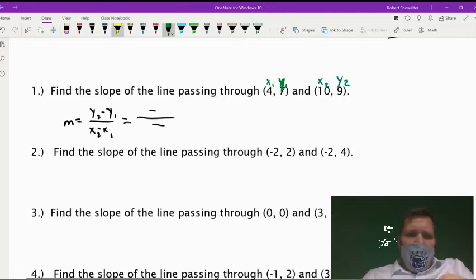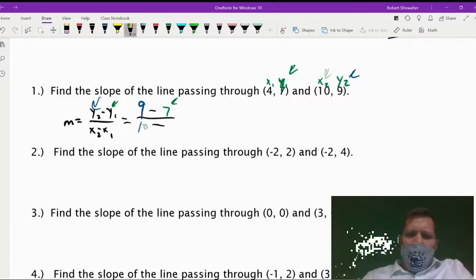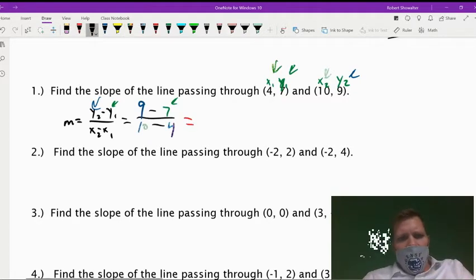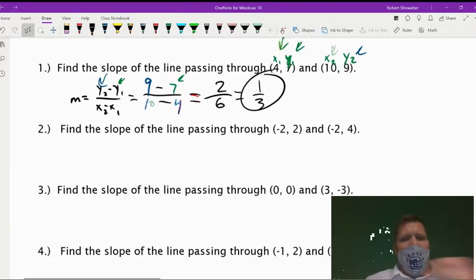Now we're going to drop in y2, and then y1, and then we drop in x2, 10, and x1, 4, and we simplify that. 9 minus 7 is 2, 10 minus 4 is 6. Simplify that, and we get 1 third. On to the next one.